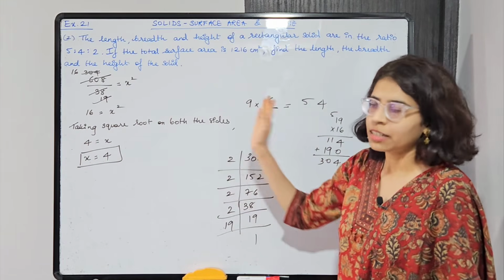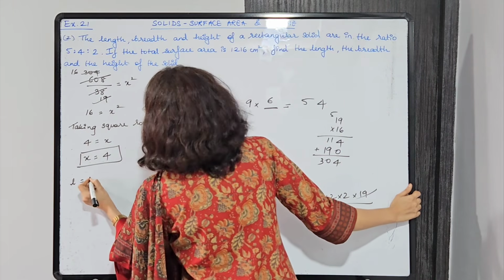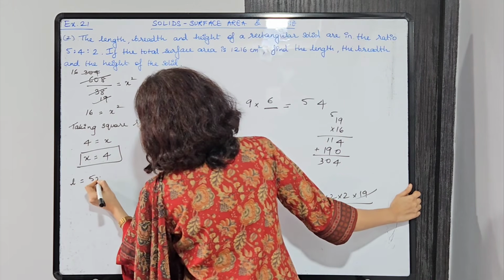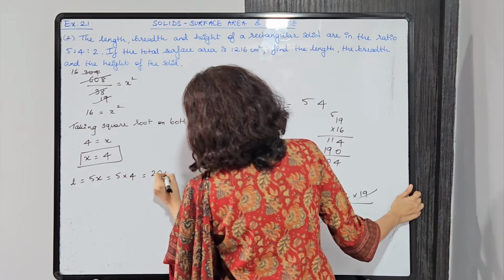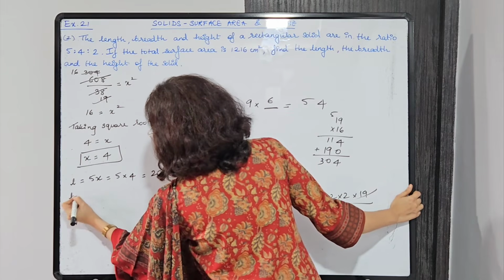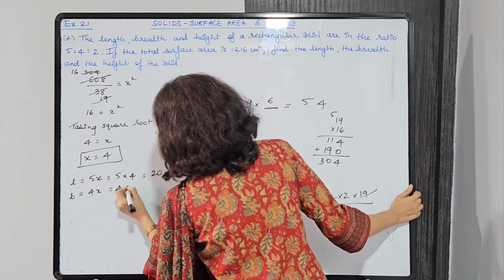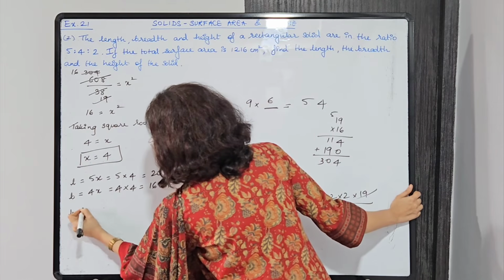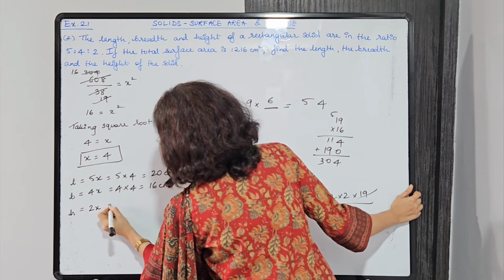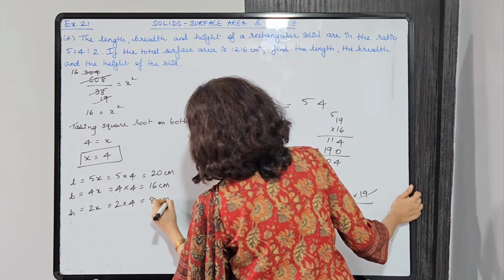अब लेंथ ब्रेड्थ एंड हाइट फाइंड आउट करते हैं. L is 5 times x, right? It is 5x, that is 5 times 4, that is 20 centimeter. Breadth is 4 times x, that is 4 times 4, which is 16 centimeter. Height is 2 times x, that is 2 into 4, that is 8 centimeter.